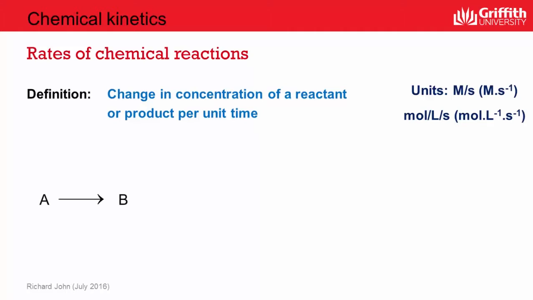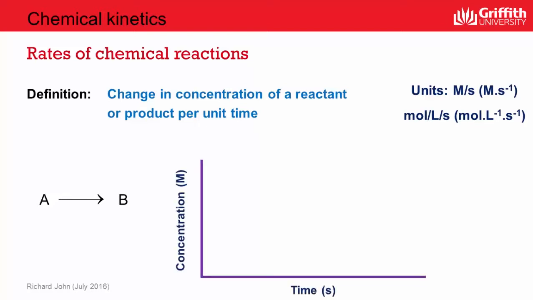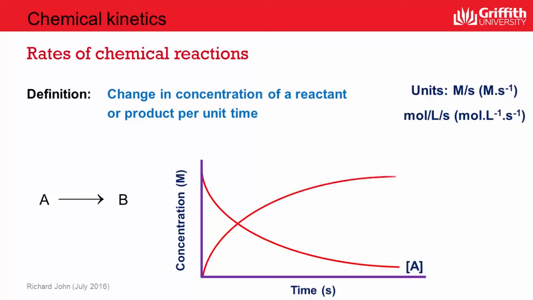Let's consider the simplest hypothetical reaction in which a single reactant A is converted to a single product B. Now, this equation tells us that as the reaction proceeds, A is being consumed and B is being produced. And we can plot the course of this reaction using a concentration time plot, where we see that as A is consumed, its concentration decreases with time, and as B is produced, its concentration increases with time. By convention, we use square brackets around the chemical formula to indicate that we are talking about the concentration of that substance.